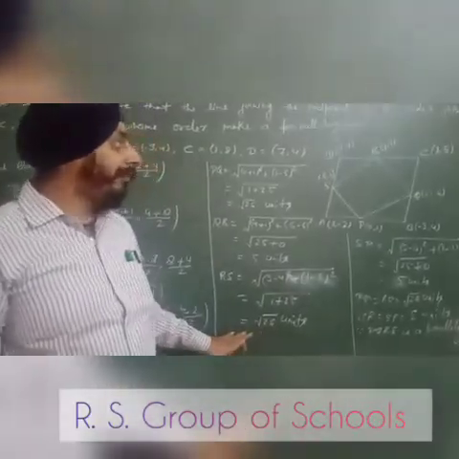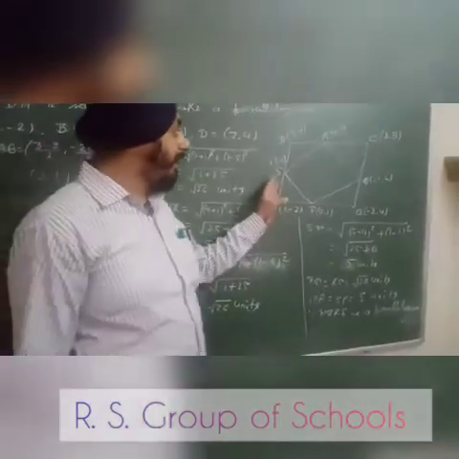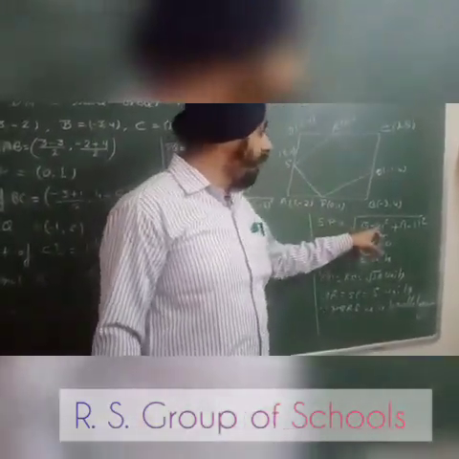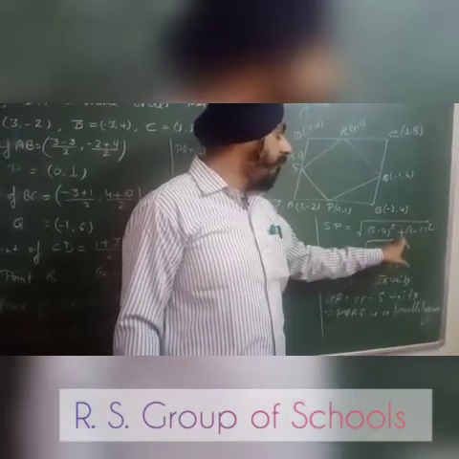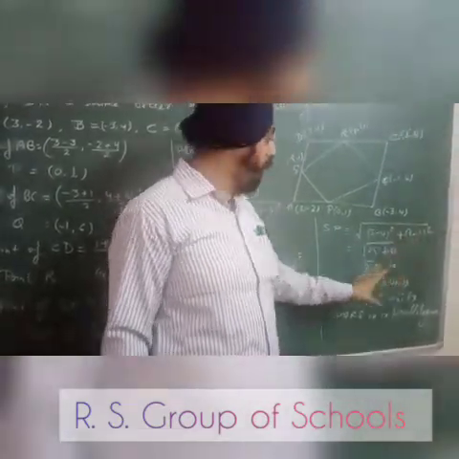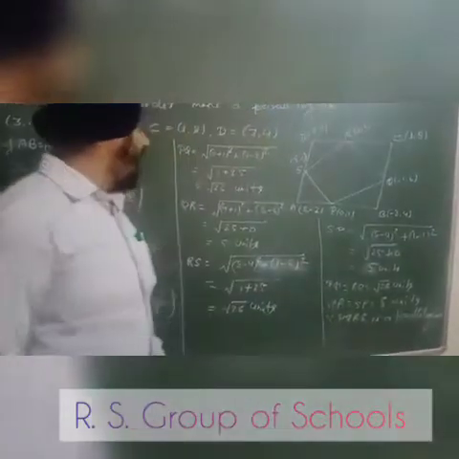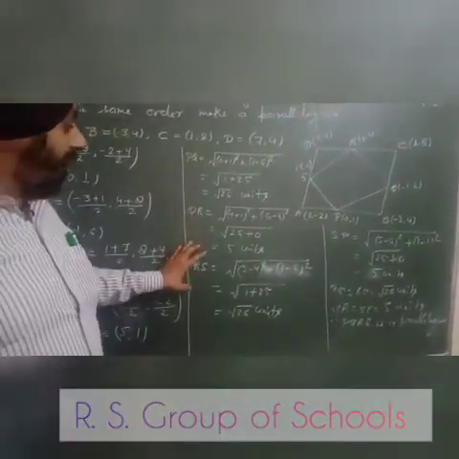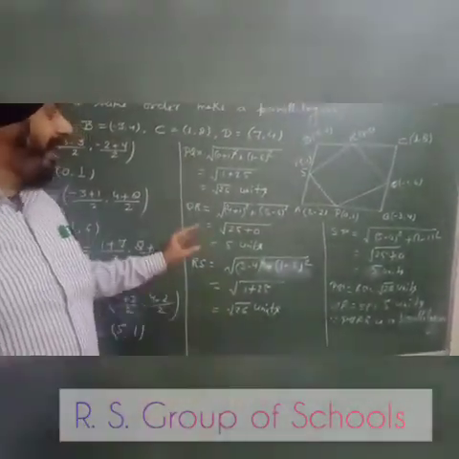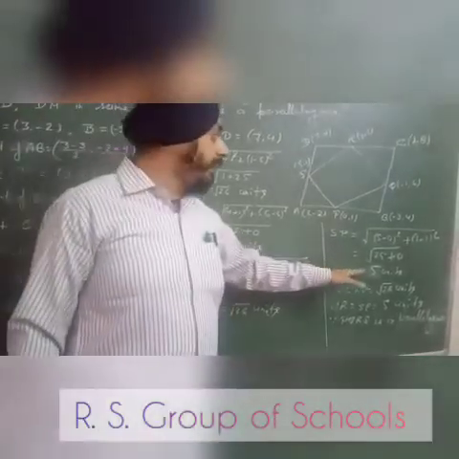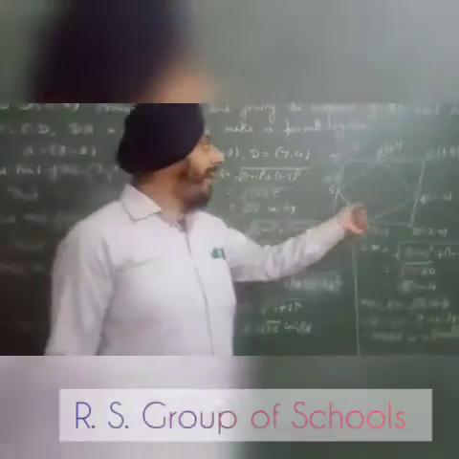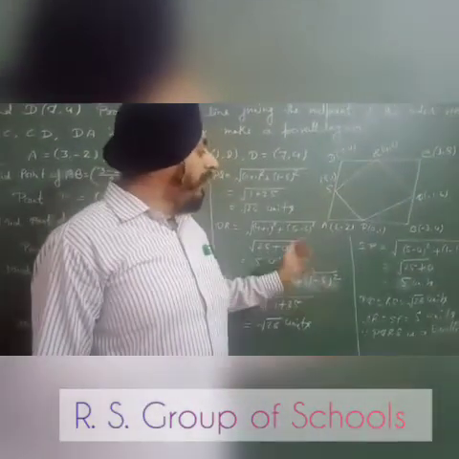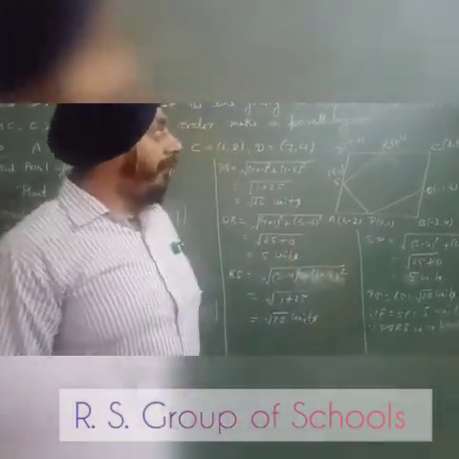RS is root 26 units. In this way, we find the length of SP equal to root (5 minus 0) square plus (1 minus 1) square. Then 5 square is 25, and 1 minus 1, 0 square, 0. Then we find 5 units. We see that PQ is equal to RS, which is root 26 units, and QR is equal to SP, which is 5 units. We find that the opposite sides of the quadrilateral PQRS are equal. So PQRS is a parallelogram, hence proved.